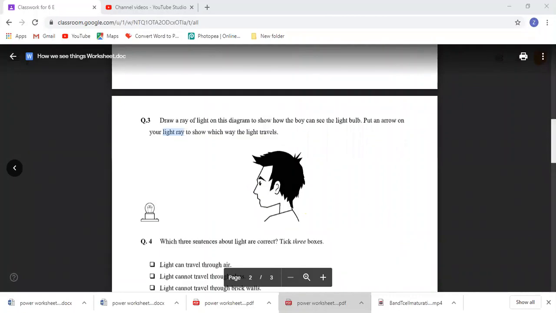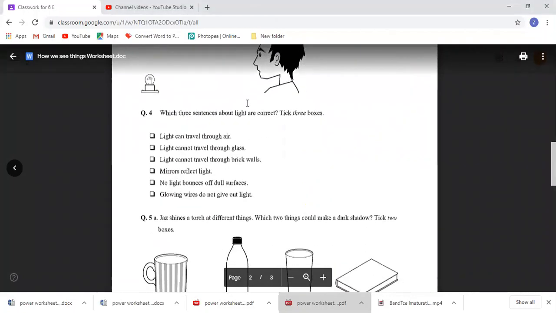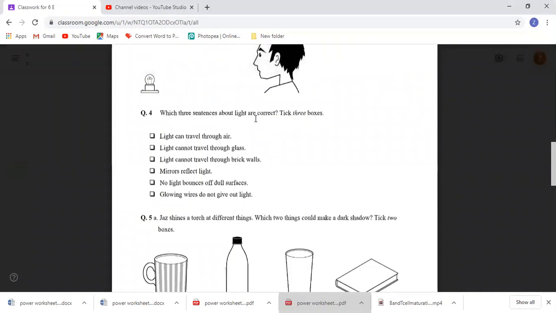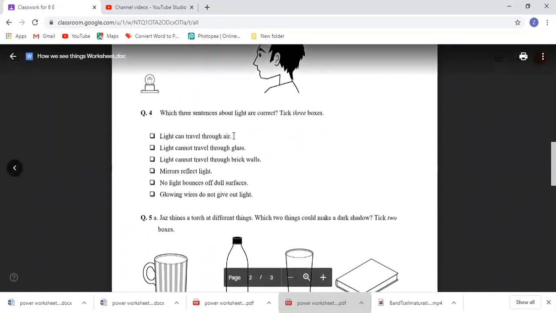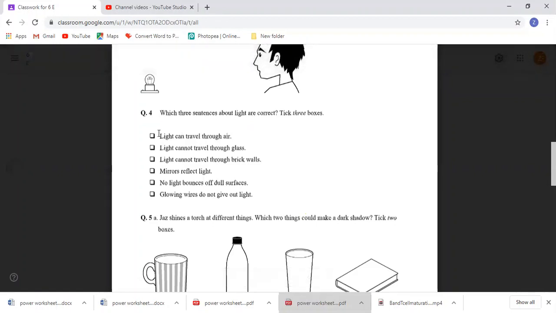Now, question number 4 is which of the 3 statements about light are correct, right? So which of the three sentences are correct? Light can travel through air. Of course, light can travel through air. That's why, when we have the bulb turned on in a room, and we know our room is not a vacuum, right? It has air. So we can see objects because light travels and then it gets reflected or bounces off the object.